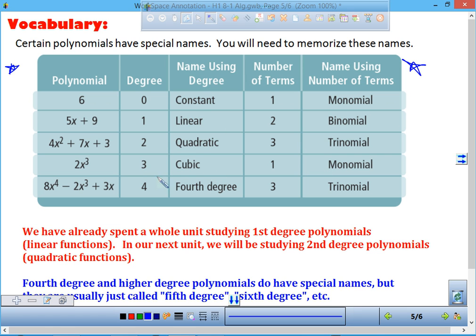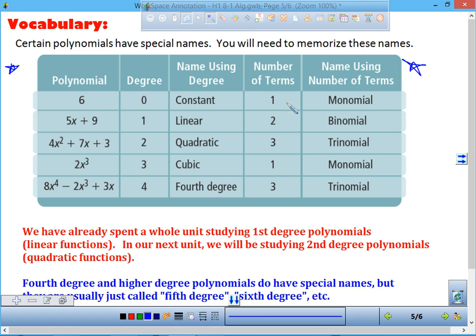And then anything over 3 is not going to have a special name for degree. It's just going to be 4th degree, 5th degree, 6th degree, and so on. Okay, and that's what I have down here in blue. Okay, 4th degree and higher polynomials, they do have special names, but they're usually just called the 5th degree, 6th degree, 7th degree. So once we get beyond a degree of 3, we'll just call them 4th, 5th, 6th, and so on.